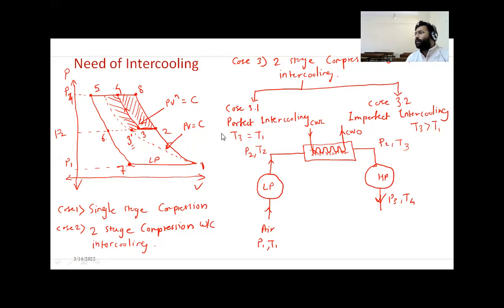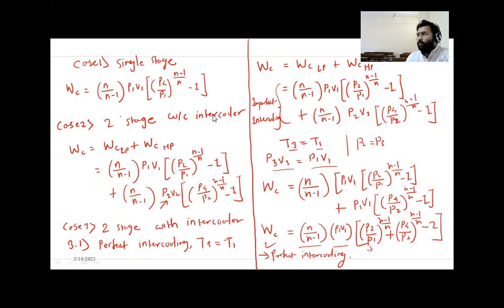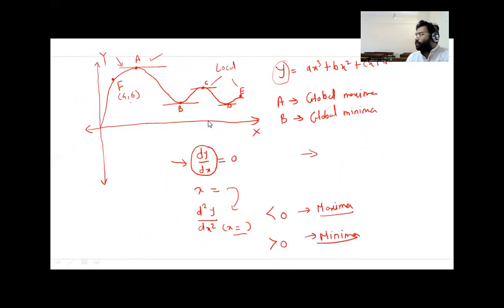So that is why yesterday we said that with intercooling, not only does the temperature of air decrease, but there is also a saving in the compressor work. Okay, that is the beauty of intercooling. Then we saw the formulas for each case. Then we discussed what is the criteria for minimum work required.